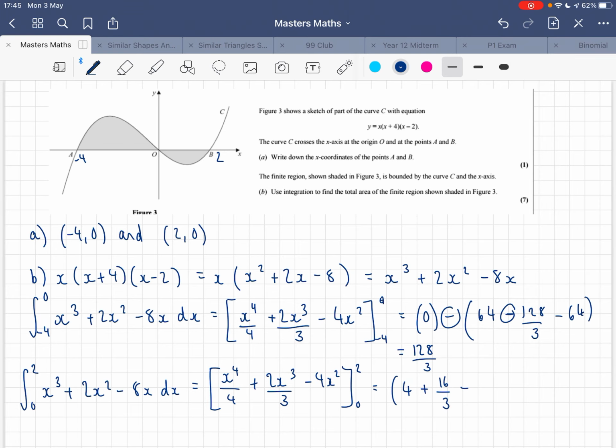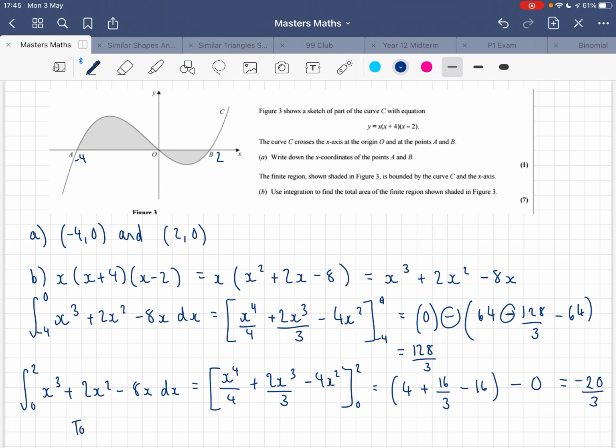minus 4 times 4, which is 16, and then again that's going to be 0 because I'm substituting 0. That gives me 4 plus 16 over 3 minus 16, which is negative 20 over 3.